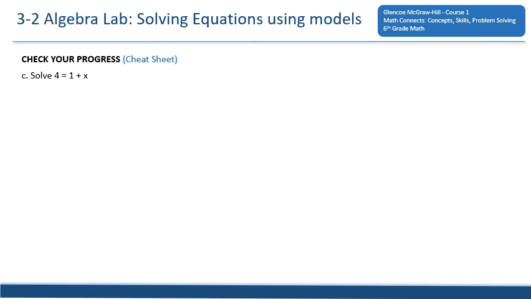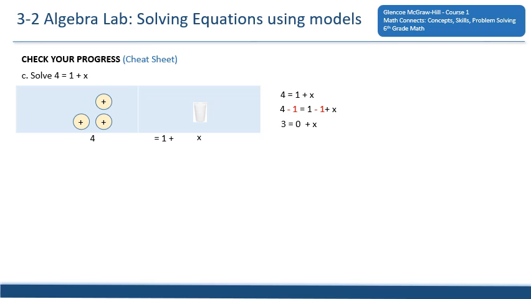Solve 4 equals 1 plus x. So 4 counters, 1 counter, and the cup represents x. So if we take one counter away from each side so that we get x all by itself, 4 equals 1 plus x. We're going to take one away from each side, so 4 minus 1 equals 1 minus 1 plus x. 4 minus 1 is 3. 1 minus 1 is 0. So we get 3 equals 0 plus x, or 3 equals x.